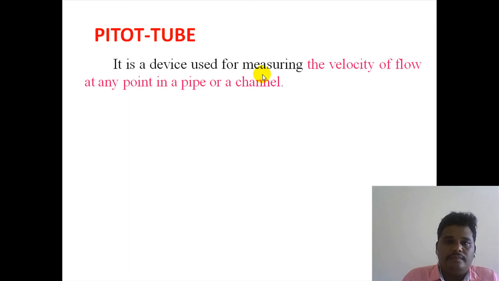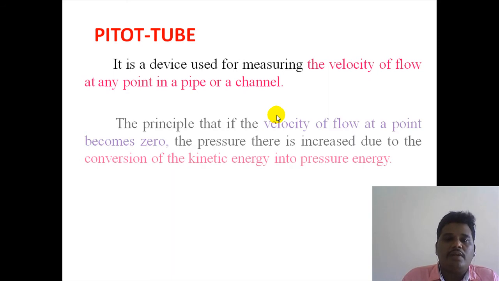The pipe may be a channel or canal. If the velocity of flow at a point becomes 0, the pressure is increased. There is an increase of pressure now that the velocity is 0; the pressure ultimately increases. This is the conversion of kinetic energy into pressure energy. The main use of this is that kinetic energy has been converted into pressure energy.